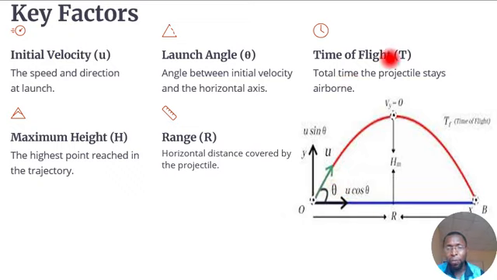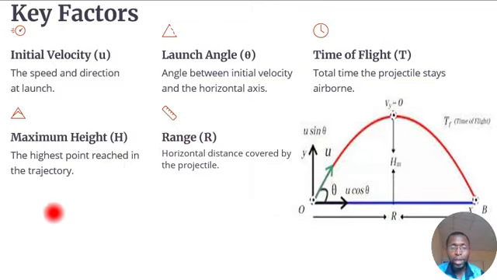Then we have the time of flight. The time of flight is the total time the projectile stays airborne. The projectile is the object that is being launched. It could be anything; it could be a javelin, it could be a bomb. Whatever is launched into the air is called the projectile. Whenever the projectile gets to its maximum point and comes down, the time it takes to go up and come down is called the time of flight. So it is the total time for that object to go up and then come down.